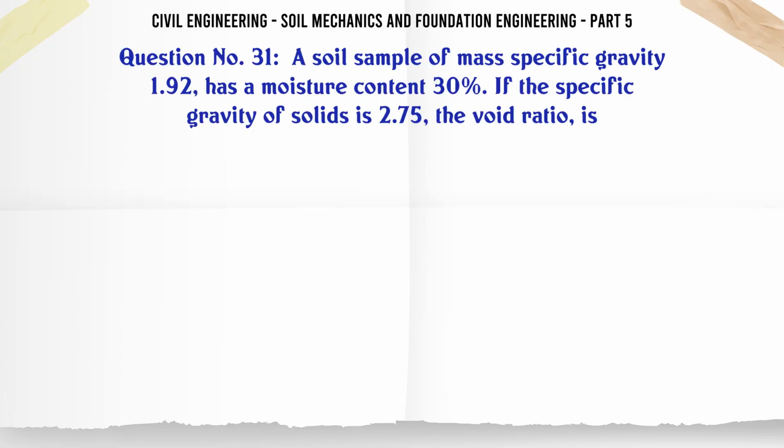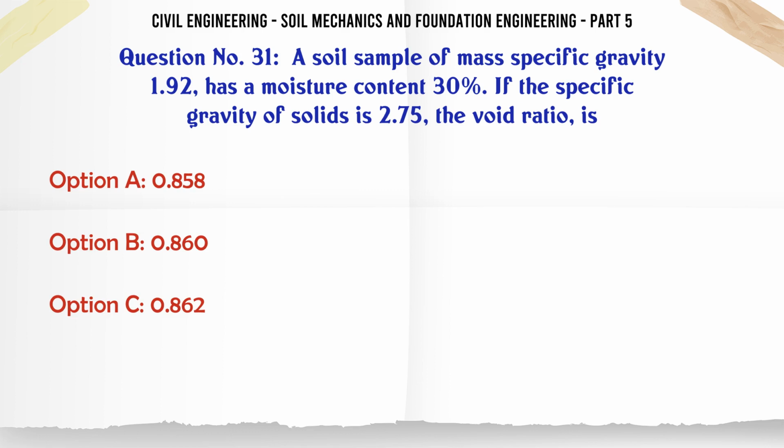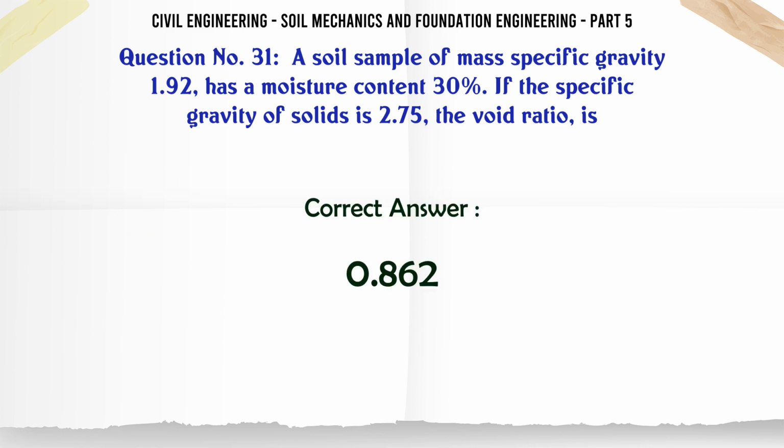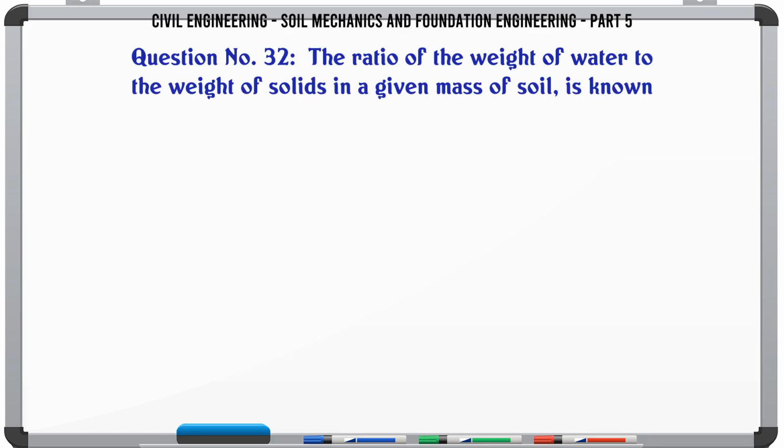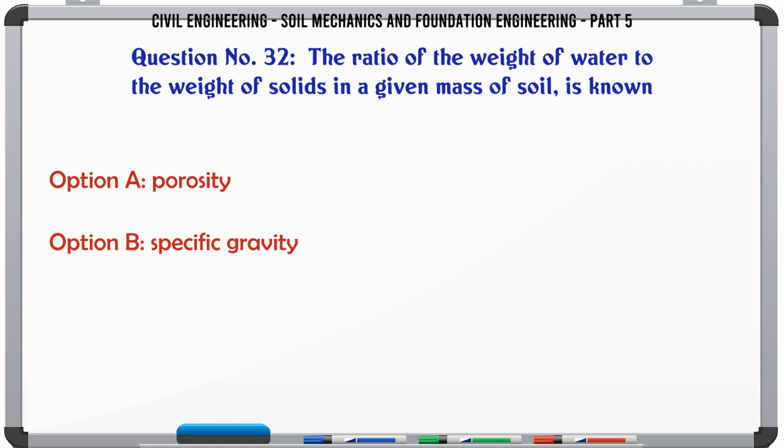A soil sample of mass specific gravity 1.92 has a moisture content 30. If the specific gravity of solids is 2.75, the void ratio is A. 0.858, B. 0.860, C. 0.862, D. 0.864. The correct answer is 0.862.